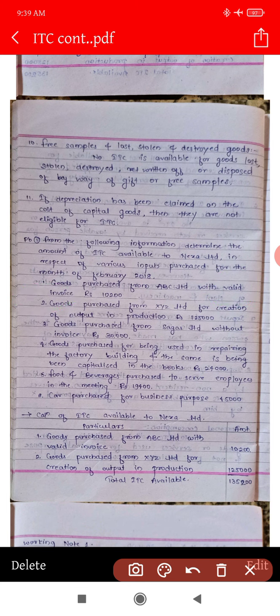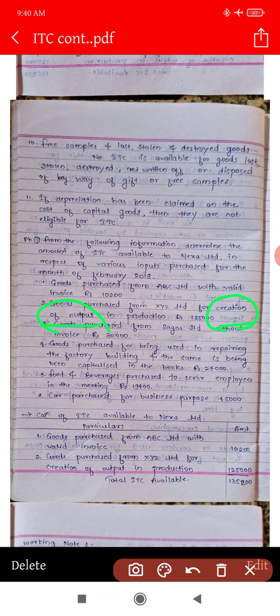Clear? Second one. Goods purchased from XYZ Limited for creation of output in production, rupees 1,25,000. Now, what do you mean by creation of output? Creation of output is a process of manufacturing, where we convert raw materials into finished goods, inputs into outputs. So he has purchased goods in order to create some output.